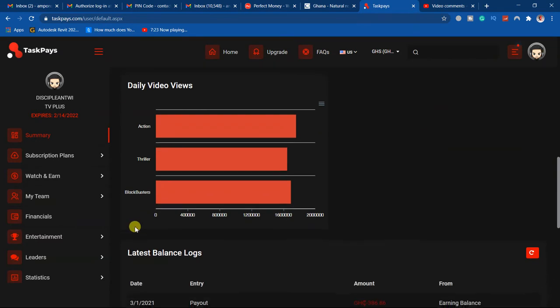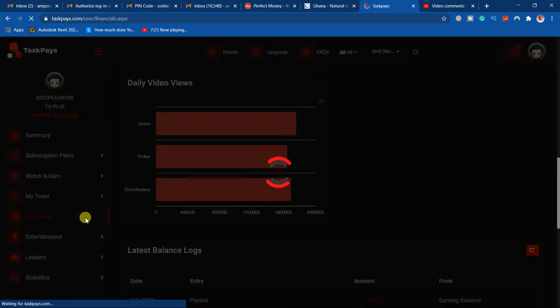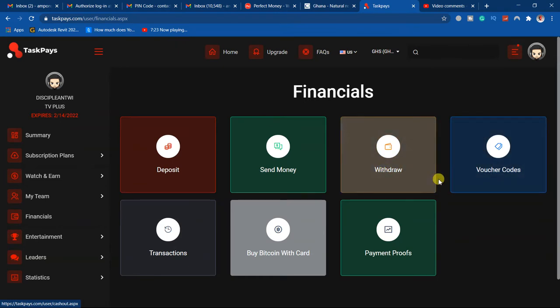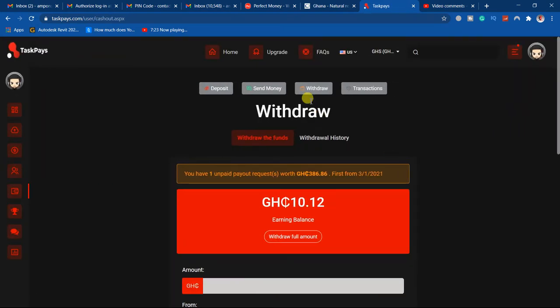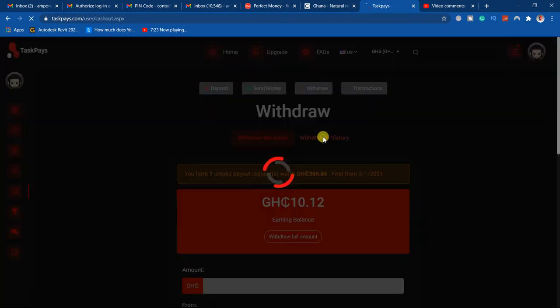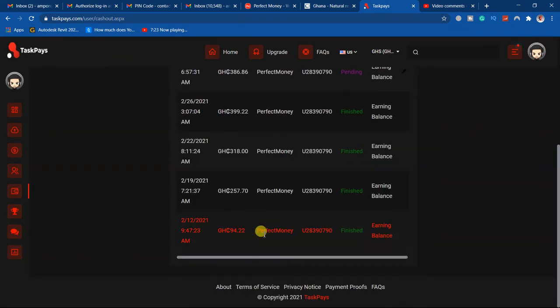Actually, they do pay. So these are the withdrawals I've done, and the proofs that show that yes, the guys do pay. So let me come to withdraw, then come to withdrawal history. Yes, my first withdrawal was on the 12th of February. Second one, I did it on the 21st. And the third one, I did it on the 22nd. For me, I withdraw every Monday and every Friday.